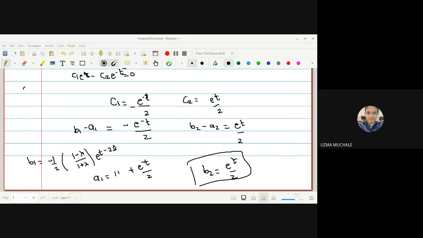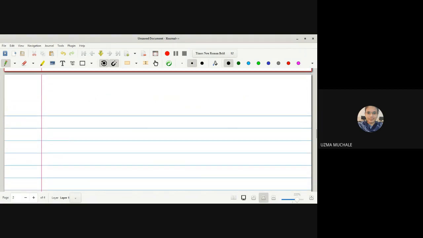Now we'll solve the boundary value problem with the help of Green's function. That means up to now we were only constructing the Green's function. Now we'll construct the Green's function and then we will solve the problem. Using Green's function, solve the boundary value problem.